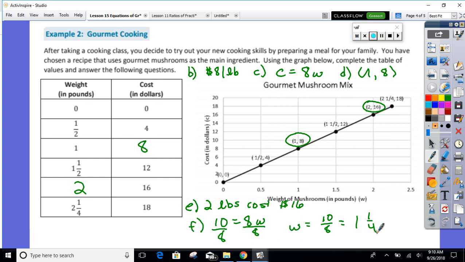Okay, G, what would be the cost of 30 pounds of mushrooms? Jack? I got $240. Good, and what did you do to get that? I did 30 times 8. Good, 30 times 8. If you use the equation, you'd have cost equals 8 times 30, and you would get $240.